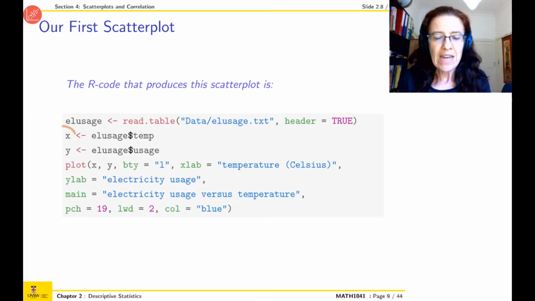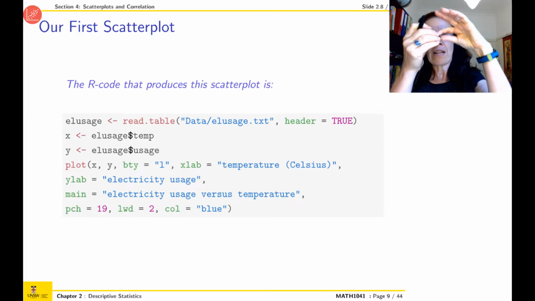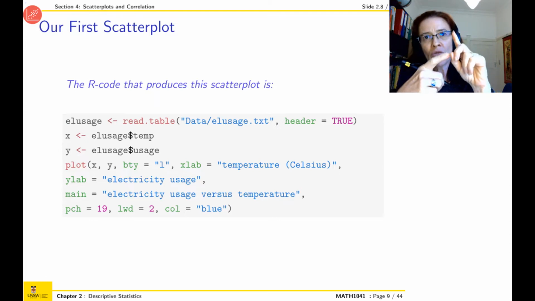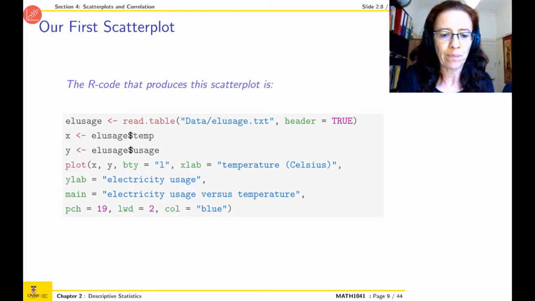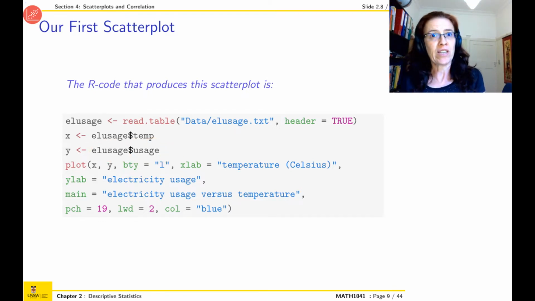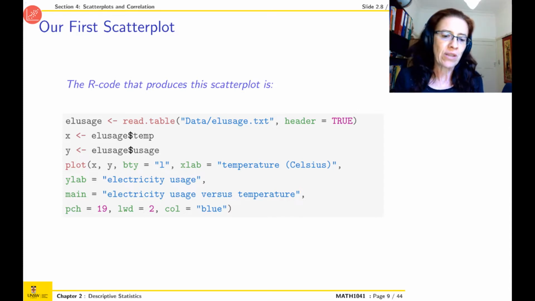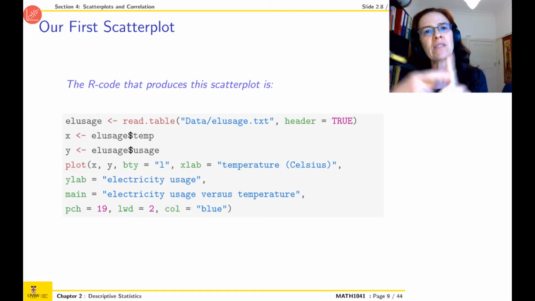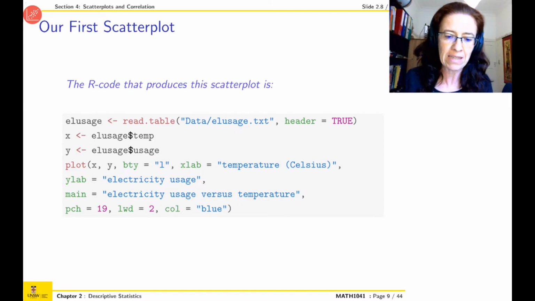So in x, you will have a list of numbers, and the first one will be the temperature in the first house, the second one will be the temperature in the second house, and so on. For y, you want to use this same data set and extract usage. That's your second column. And that's really a list of numbers: the first one is the usage in the first family, the second one the usage in the second family, and so on.